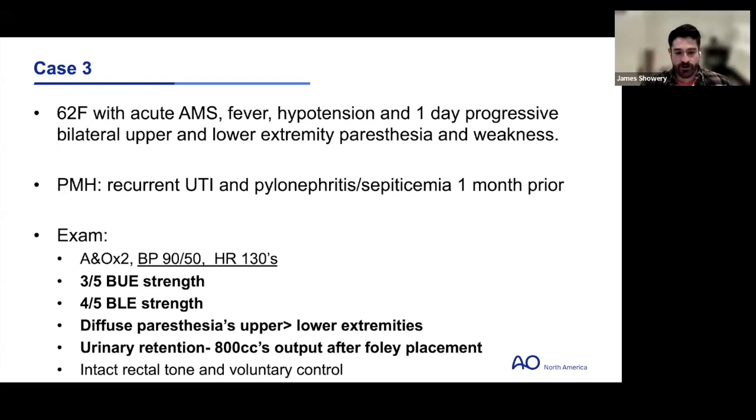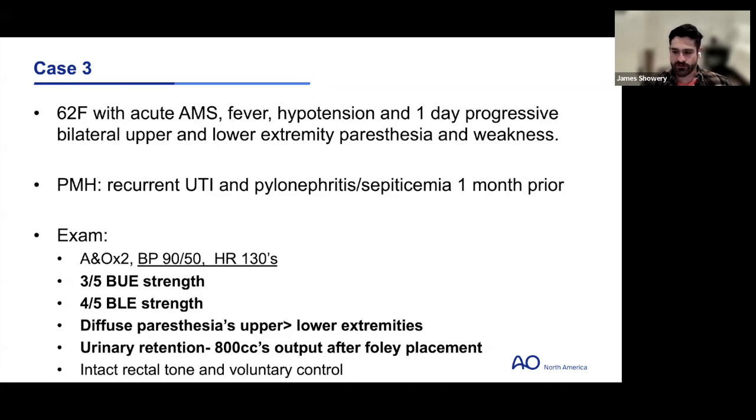Yeah, this is challenging. This is a patient who's presenting with sepsis, right? They're hypotensive, have a fever, altered mental status. Sometimes it can be very challenging to get a good neurologic exam to understand, do they really have weakness, or are they just sick and not really following commands well? In this patient, she clearly had anti-gravity strength in her upper extremities, maybe a little bit stronger in her lower extremities, but was reporting diffuse paresthesias, like sensory changes throughout. She had urinary retention, but intact rectal tone, and most importantly, she's disoriented, hypotensive, and tachycardic. So this is an infection sepsis picture.